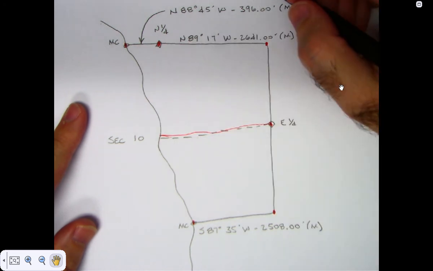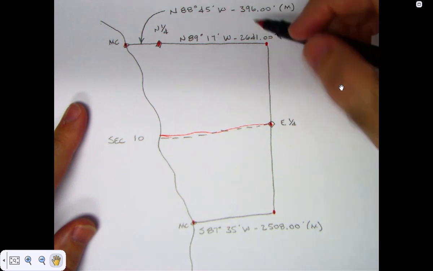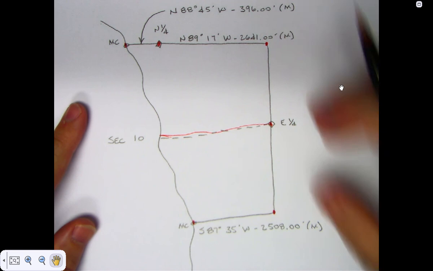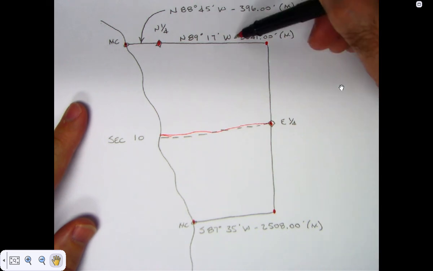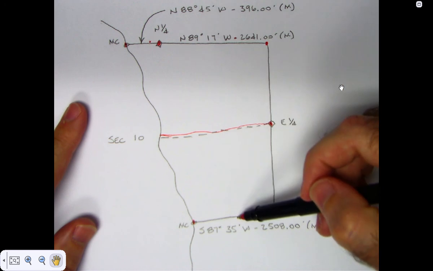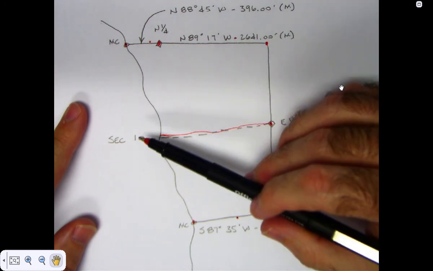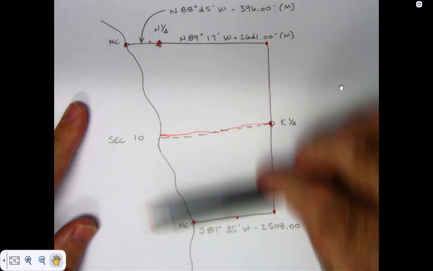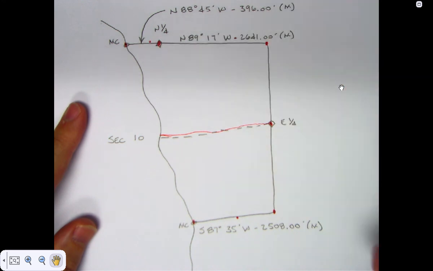What we need to do is to determine the direction of the line from the east quarter corner to start working to subdivide section 10. And so what we're going to do is use a weighted mean, taking this line into consideration, this line, and this line, because remember, in a section 10 the north and south lines were intended to be parallel.